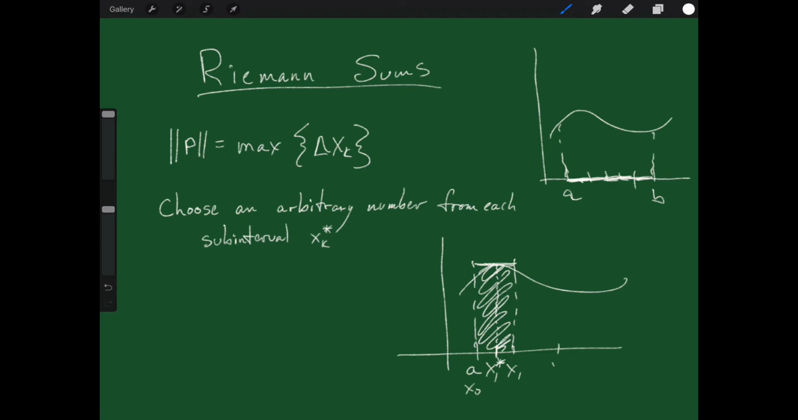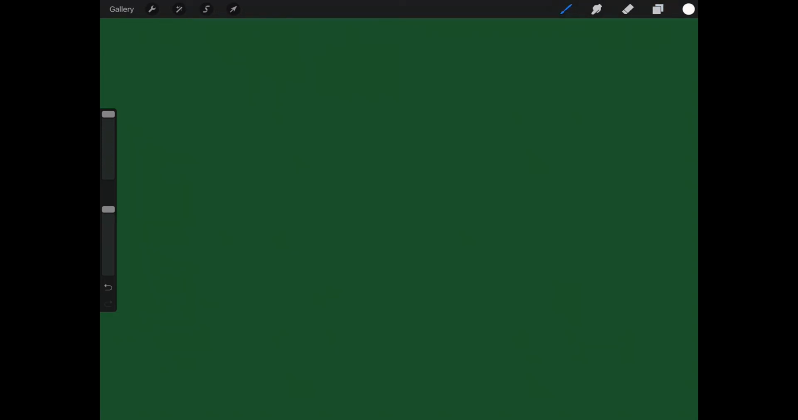Then, maybe up here is x2. So somewhere in between these two, maybe right here, I call this guy x sub 2 star. And he gets to represent that whole interval in terms of the height of the rectangle. Now, notice I didn't choose the right endpoint. I didn't choose the left endpoint. I'm not necessarily choosing the midpoint. Just choose somebody. Okay? So we're making this very general. Then, once I've chosen these special star points, let's add up all the rectangles. All right? So I'm going to add up all these rectangles, and I form this sum.